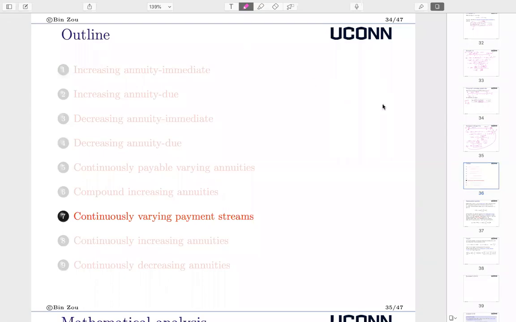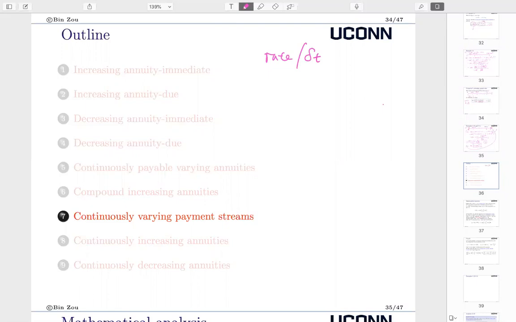Okay, let's start the video now and study a mathematically challenging topic in chapter 3. This is called continuously varying payment streams. Obviously, you can think of this as a very special annuity. What's different from what we studied is that now you allow both the rate and force of interest to be continuously varying functions.